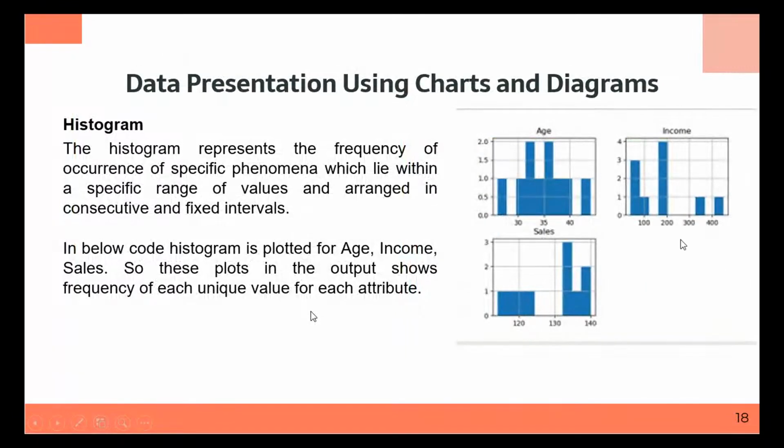This will be a little different actually. Let's look at it. The histogram represents the frequency of occurrence. Frequency of occurrence of specific phenomena which lie within a specific range of values and are arranged in consecutive and fixed intervals. You understand one by one.